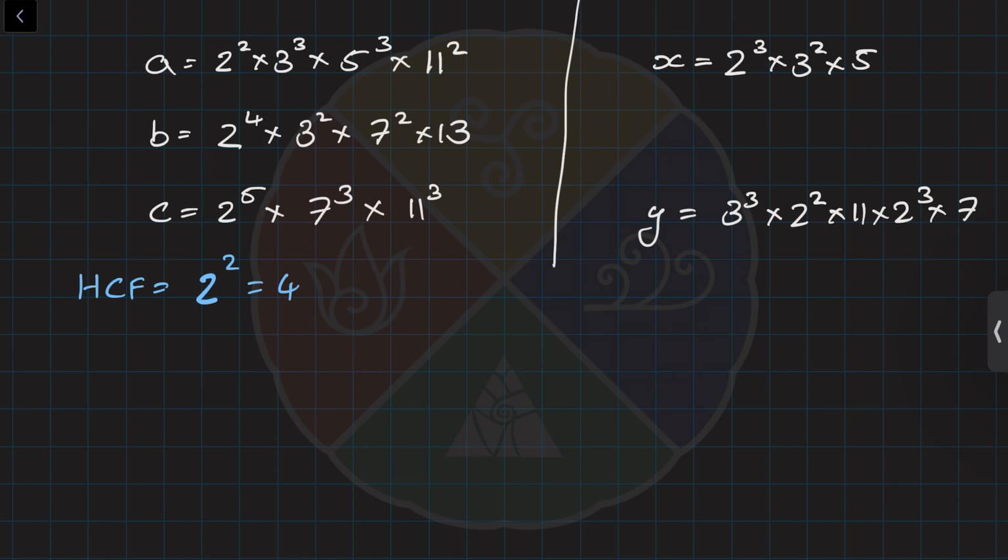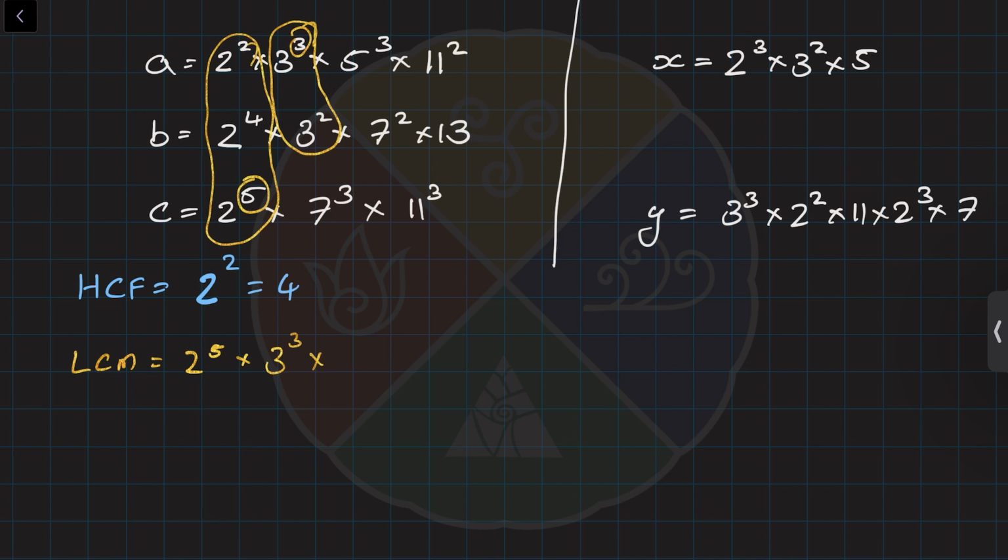Now, see, HCF is a person who cares too much for his diet. He will only take the number which is common everywhere, and that to the lowest. On the contrary, LCM is a person who will eat everything. He will even eat plates. So if someone is common, he will take the biggest value, 2 raised to 5. If someone is only common in 2 places, still fine, he'll take the biggest value, 3 cube. 5 cube is only there, doesn't matter, he is going to take that.